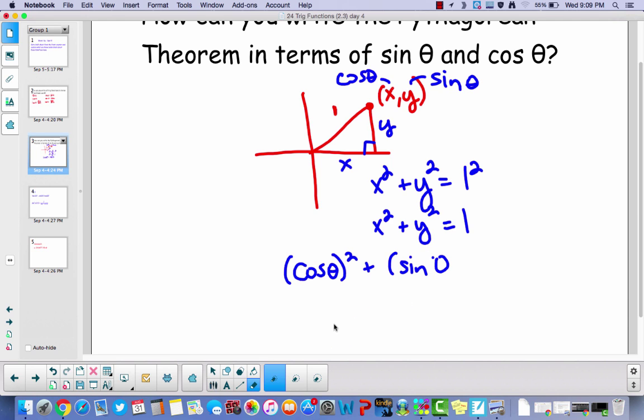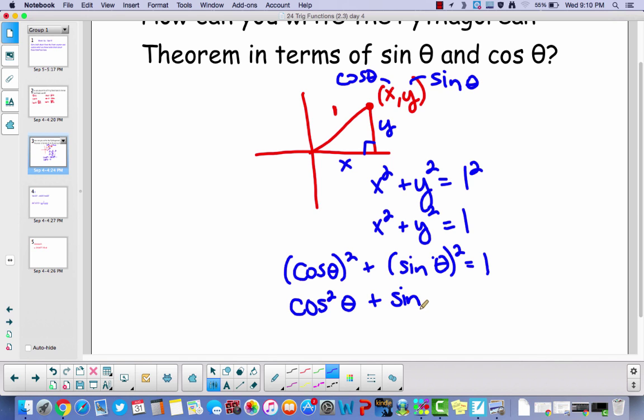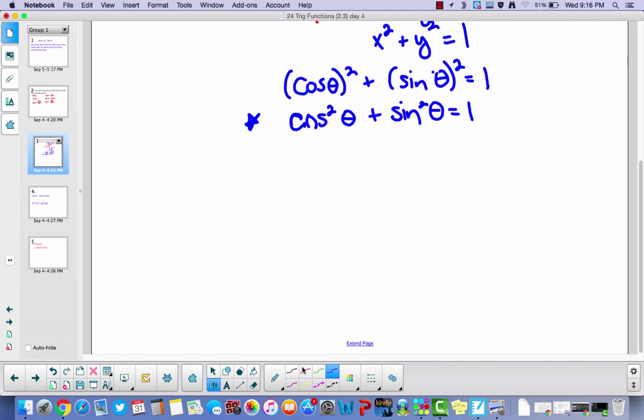I'm going to write it like this first off. Cosine of theta squared is often written like this: cosine squared of theta plus sine squared of theta equals 1. That is a key trig identity that you need to know. You will need to memorize that trig identity.